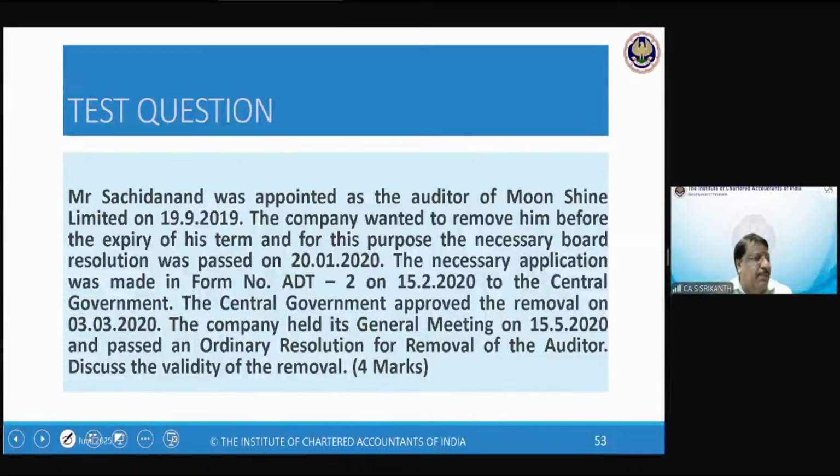So here we have an example. Mr. Sachidanand was appointed as the auditor of Moonshine Limited on 19/9/2019.